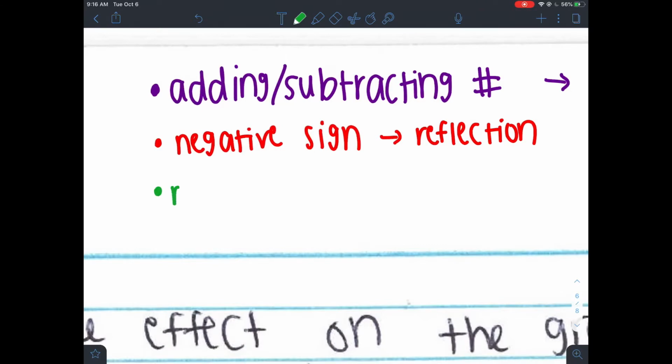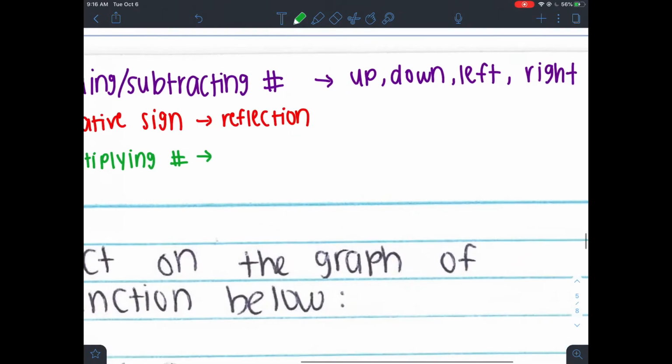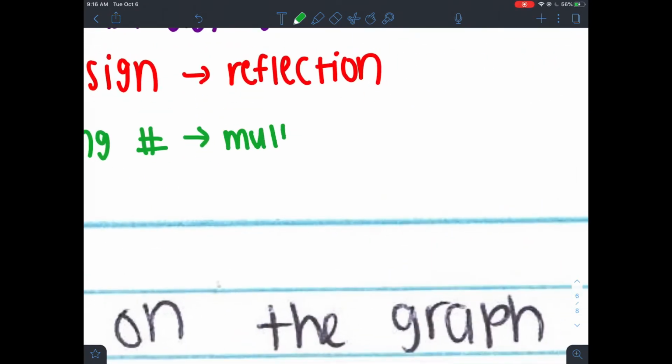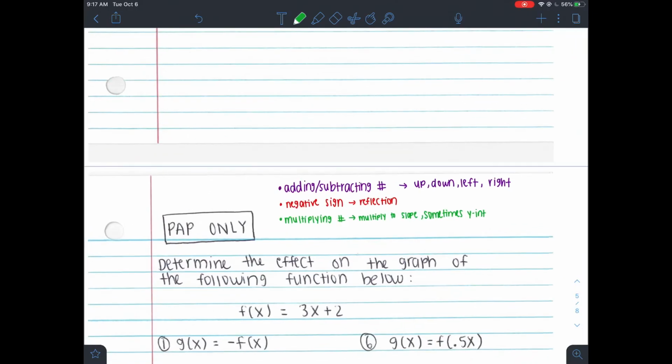So if I see that I'm multiplying a number, that's going to tell me I'm going to have a slope change, which means I'm going to multiply to the slope, and sometimes the y-intercept. But not always the y-intercept, just sometimes. You don't always multiply to the y-intercept.